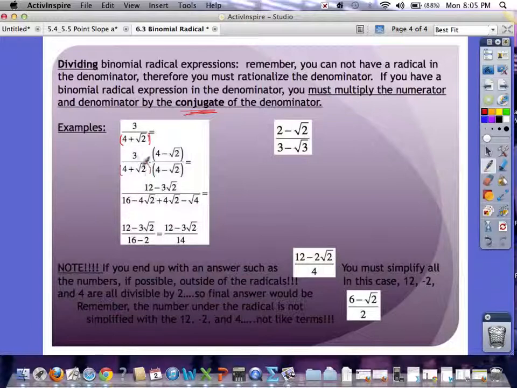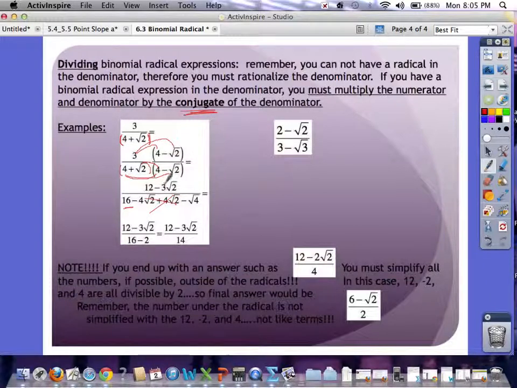So when I do the top, it's going to be 3 times 4, which is 12. 3 times a negative square root of 2, and that makes negative 3 square roots of 2. The bottom will be 4 times 4, which is 16. 4 times a negative square root of 2 is negative 4 square root of 2. 4 times a positive square root of 2 is the plus 4 square root of 2. So you see these will cancel.